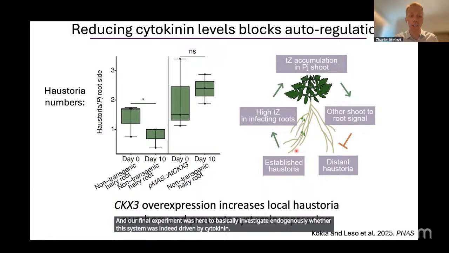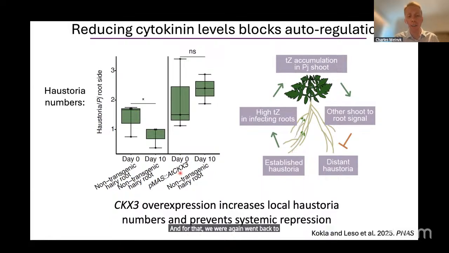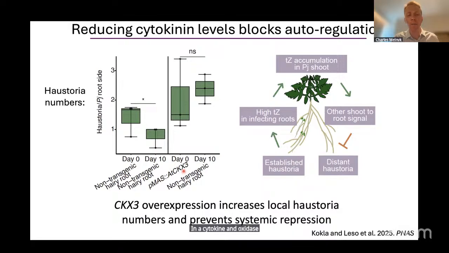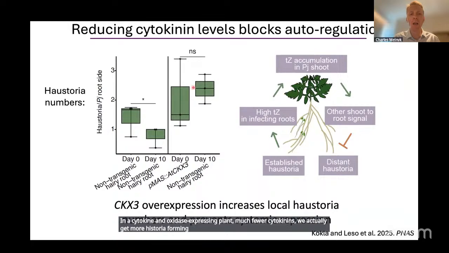And our final experiment was to investigate endogenously whether this autoregulation system was indeed driven by cytokinin. For that, we went back to our cytokinin oxidase overexpressing plants. In non-transgenic plants at day 10, again, you see this suppressive effect versus day 0. We get more haustoria at day 0, and if we wait 10 days, the other half of the plant produces much less. In a cytokinin oxidase expressing plant, with much fewer cytokinins, we actually get more haustoria forming at day 0, but we lose this suppressive effect at day 10.